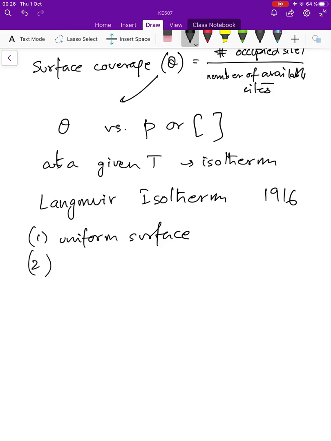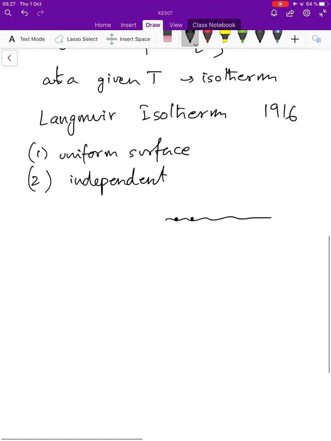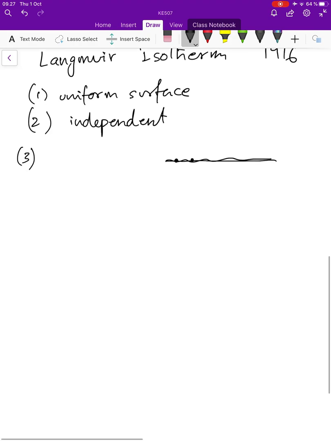The second assumption is that each adsorption site is independent of other adsorbed sites. So if I have this surface, the adsorption at this site will not influence the adsorption at this site, and so on and so forth. And the third assumption is that the maximum coverage you can have is the maximum available number of sites on this surface.